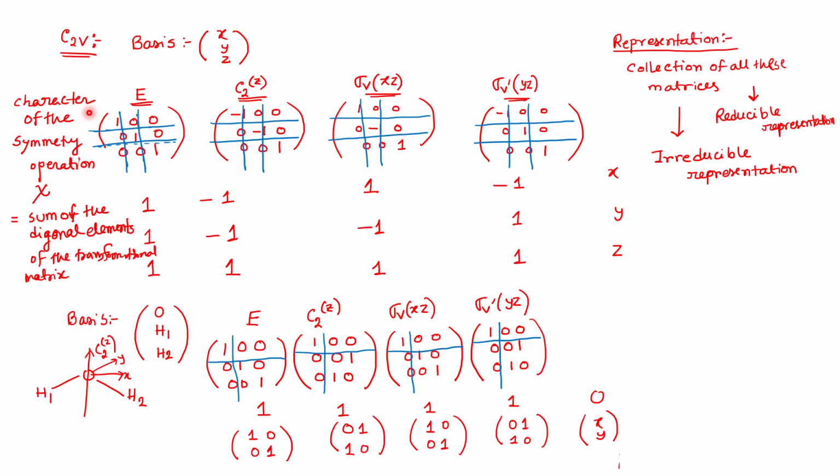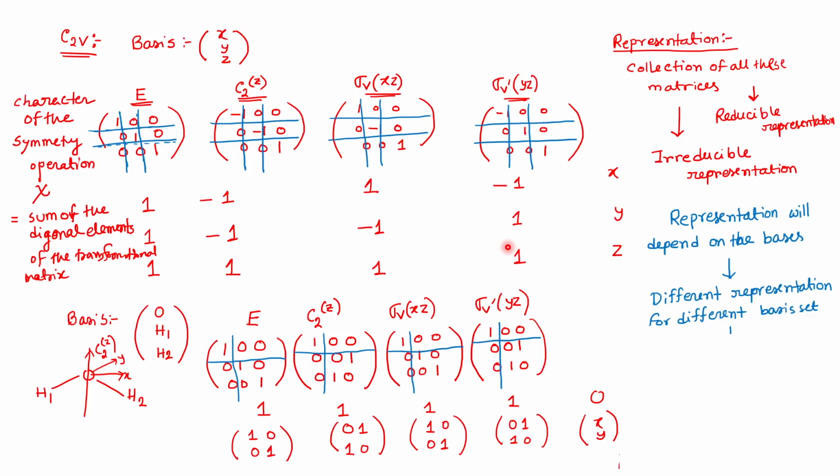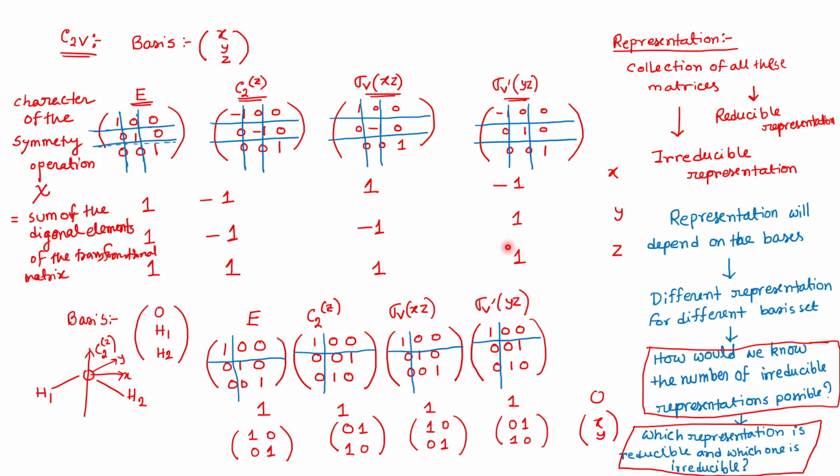That's why you know that the number of irreducible representations is going to be the number of classes you have, but we will come to it later. So you don't know yet how many, which are irreducible representations, and how to differentiate. That's why next you are going to need this. The representation will depend on the basis, and there are different representations for different basis sets. And we don't know how many reducible or irreducible representations are possible.